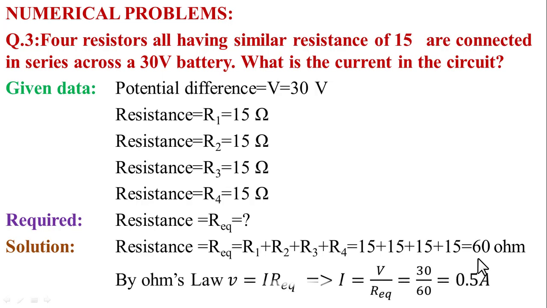Now, as given in the statement, these resistors are connected in series. So according to Ohm's law, V is equal to I R equivalent. This implies that I is equal to V upon R equivalent, that is equal to 30 divided by 60. So the current I is equal to 0.5 ampere.